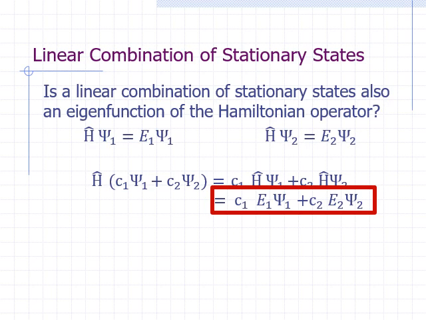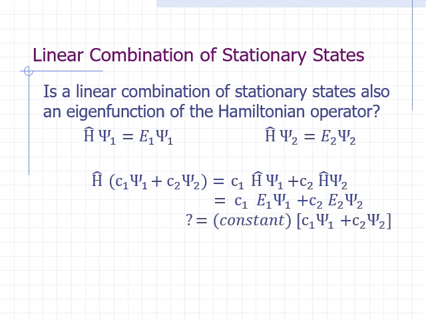Can this expression be written as a constant times the linear combination? The answer is yes, but only if E1 and E2 are equal, because then you can factor out the energy. In other words, only if psi 1 and psi 2 are degenerate eigenfunctions of the Hamiltonian operator, and the resulting linear combination will also be a stationary state with the same energy. Otherwise, in general, no.